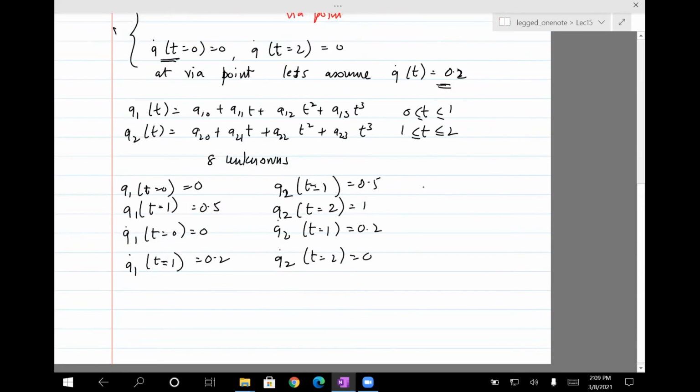So we have 8 equations, 8 unknowns, and it's very straightforward to solve for the 8 unknowns. It boils down to writing a linear equation and then solving it. So let me just show you the code before we go to the next part.